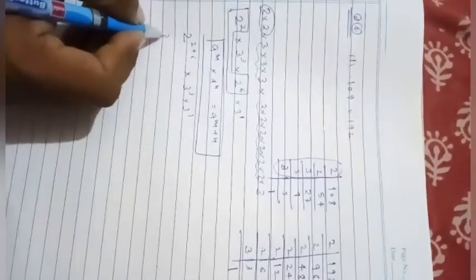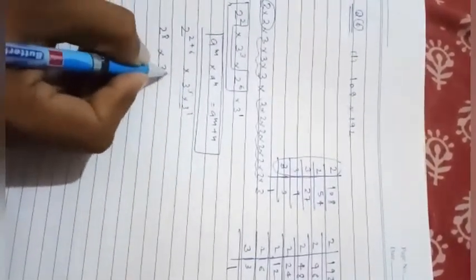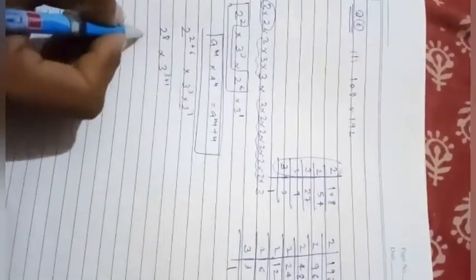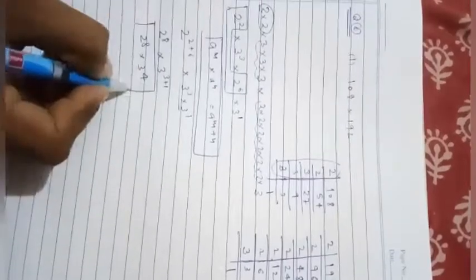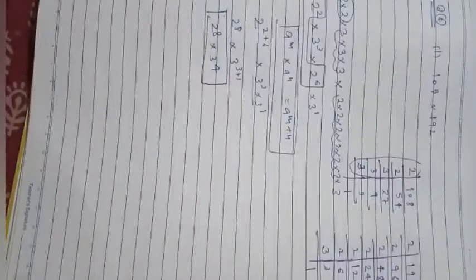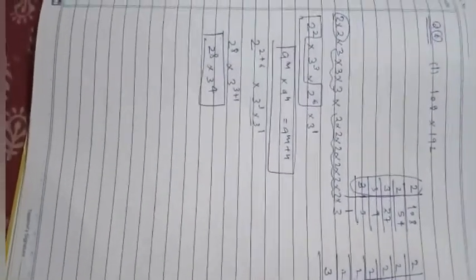Now this would be 2 raised to 8. Again you have to apply the same law in this. So this would be 3 raised to 3 plus 1. So this would be 2 raised to 8 into 3 raised to 4. So this is the answer of question number 4, first part. So likewise you have to complete all the parts of question number 4.